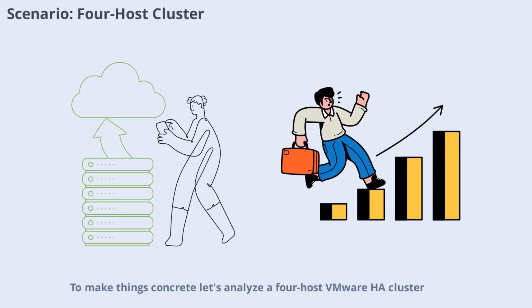To make things concrete, let's analyze a 4-host VMware HA cluster. This cluster has a total of 160 GHz of CPU and 1,024 GB RAM, with the host failures cluster tolerates policy set to 1. 3 virtual machines are running, each with specific CPU and memory reservations. VM1 reserves 4 GHz of CPU and 8 GB RAM. VM2 reserves 2 GHz of CPU and 16 GB RAM, and VM3 reserves 3 GHz of CPU and 4 GB RAM. These reservations will directly influence our slot size calculation. With this setup, we're ready to walk through the 5-step HA slot calculation process.